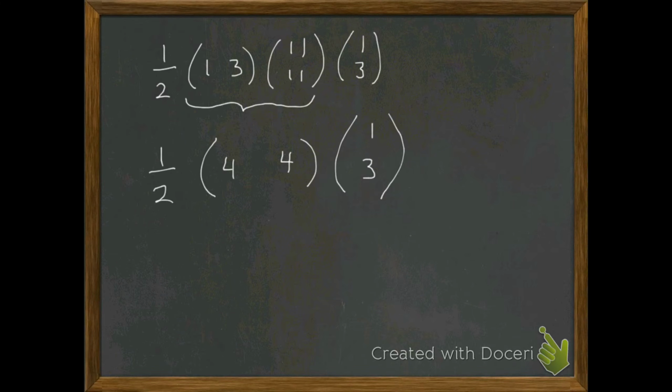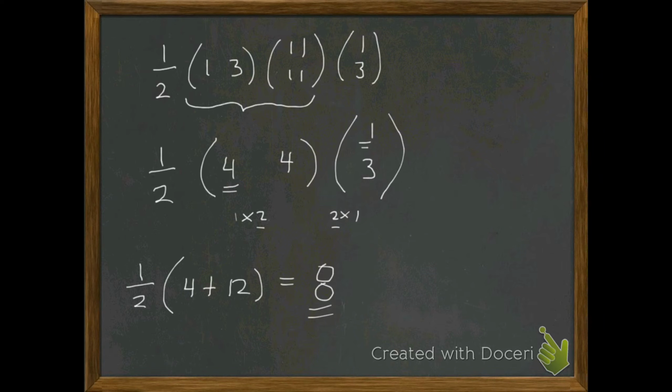All right, gang. Again, let's not worry about the 1/2 just yet. So we have a 1 by 2. We have a 2 by 1. So we're going to end up with a 1 by 1 matrix. So if we take 4 times 1, so we're going to have 1/2 times 4 plus 12 is 16 divided by 2, which is also equal to 8.